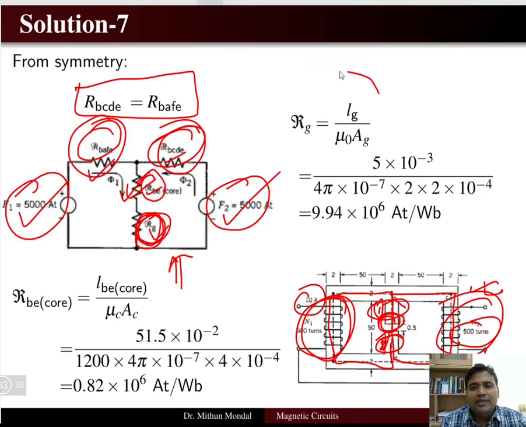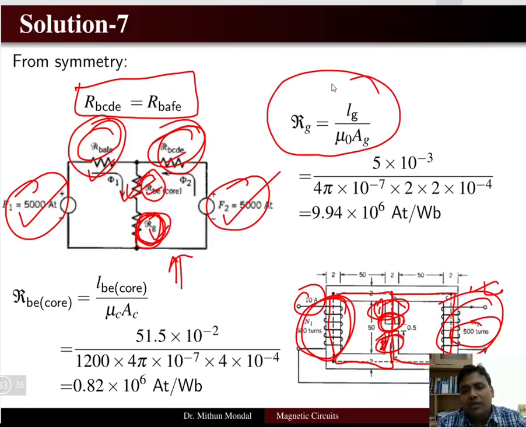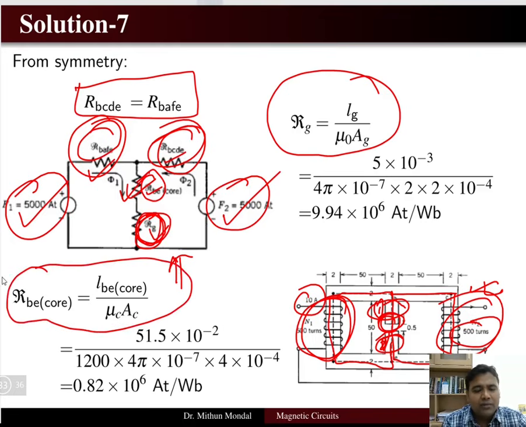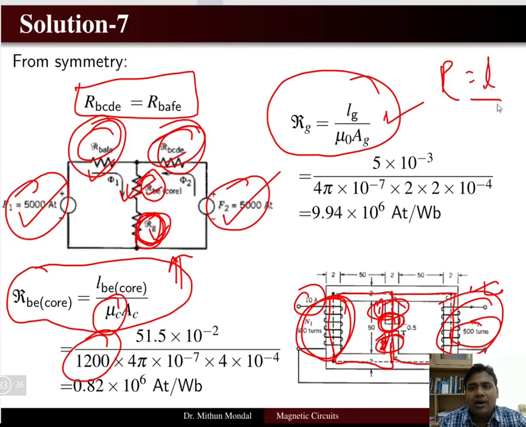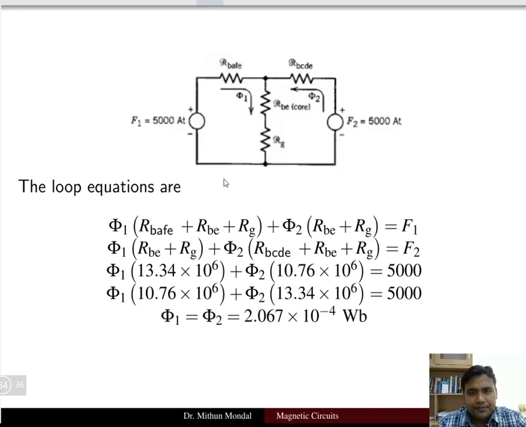Okay, so the reluctance of the air gap, you can find as Lg by mu naught into Ag. The reluctance of the central leg you can find for this material: the length of the core divided by mu c into Ac. You have been given the core is of 1200 permeability. So use this formula of reluctance, L by mu into A, to find the reluctance of both the core as well as the air gap and draw the electrical circuit.